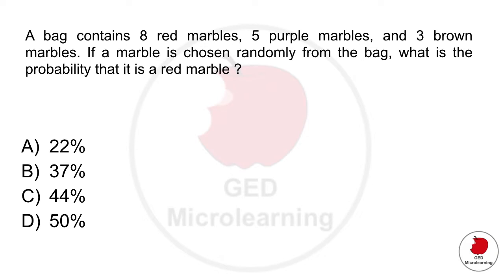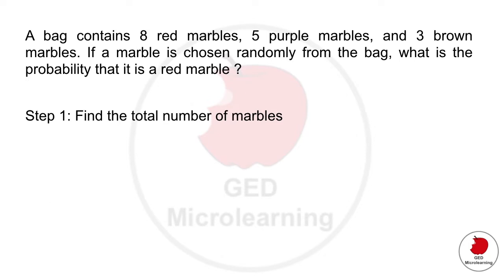Okay, so let's take this in steps. So the first thing that you want to do is just find out the total number of marbles you have, right? So we have 8 plus 5 plus 3, that's 16. And then in the question they're asking us, what is the probability that you choose a red marble?